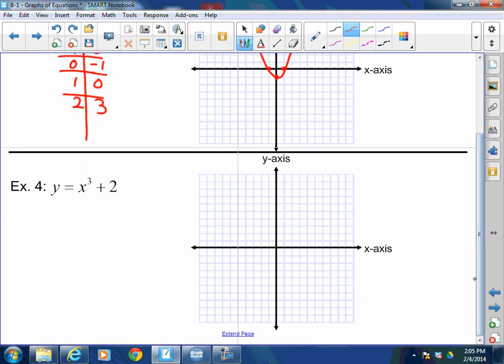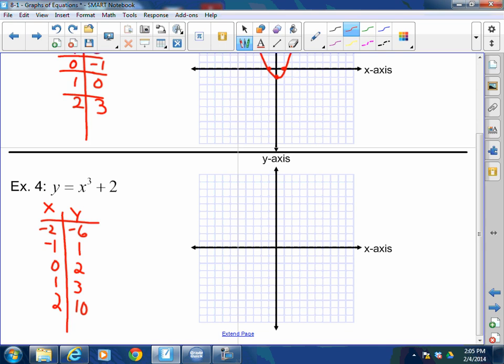If y equals f, or f of x equals x cubed plus 2. All right, again, the same. When x is negative 2, negative 2 cubed is negative 8. Negative 8 plus 2 is negative 6. When x is negative 1, negative 1 cubed is negative 1 plus 2 is 1. When x is 0, 0 cubed is 0 plus 2 is 2. When x is 1, 1 cubed is 1 plus 2 is 3. When x is 2, 2 cubed is 8 plus 2 is 10.